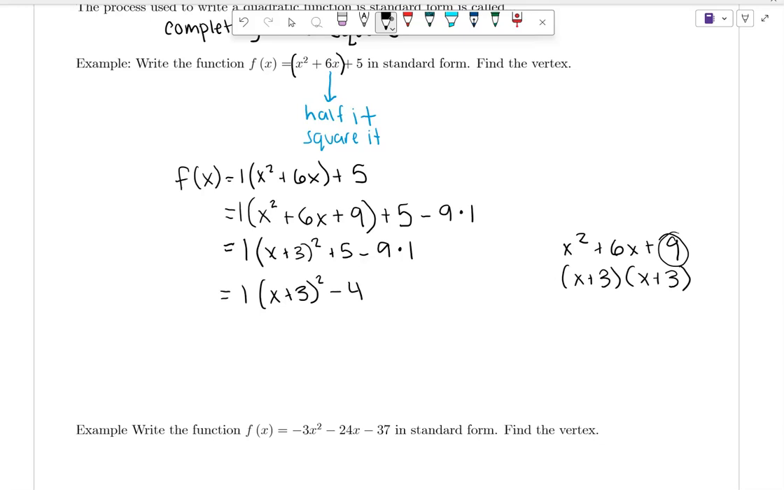Okay, so now we're going to find the vertex. We have it in our standard form now. So we went from quadratic to standard, and then let's find the vertex. What do you guys think the vertex is? Remember, it's h comma k. -3, -4. Yep, -3, -4.